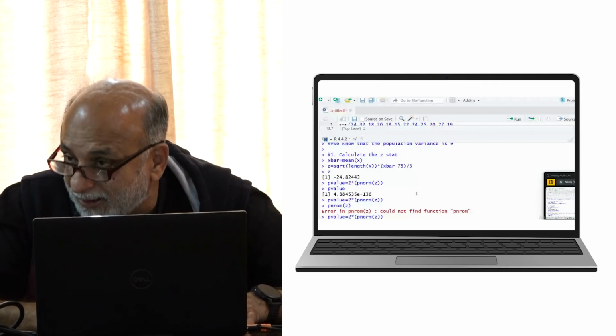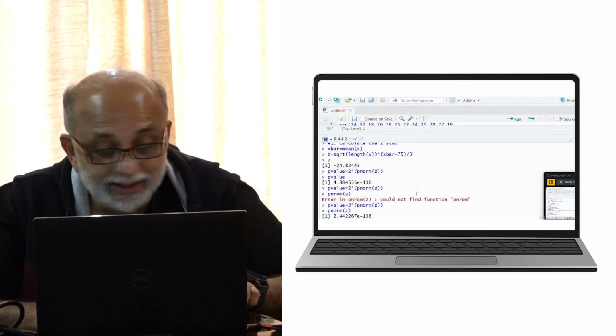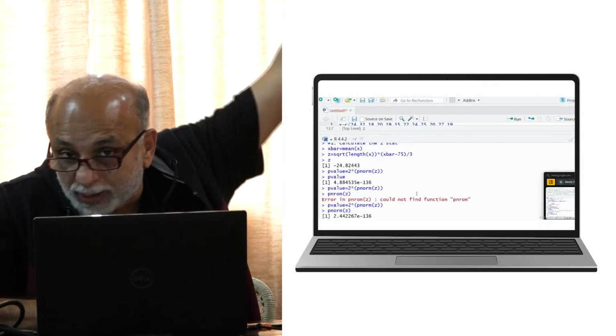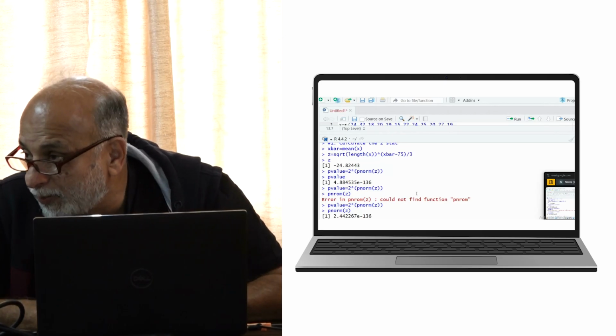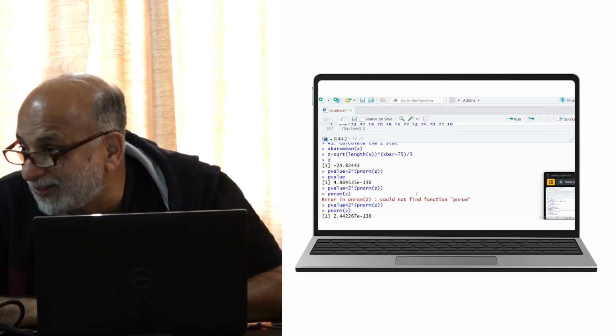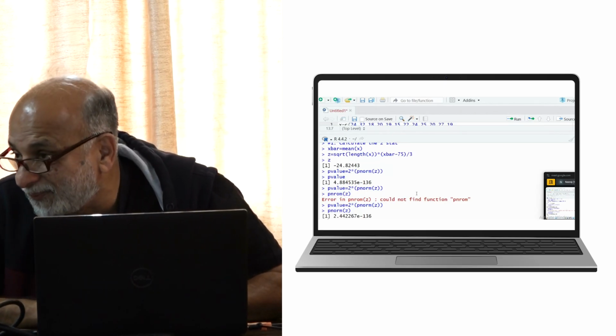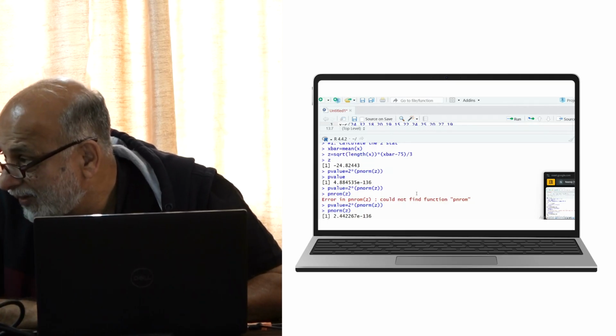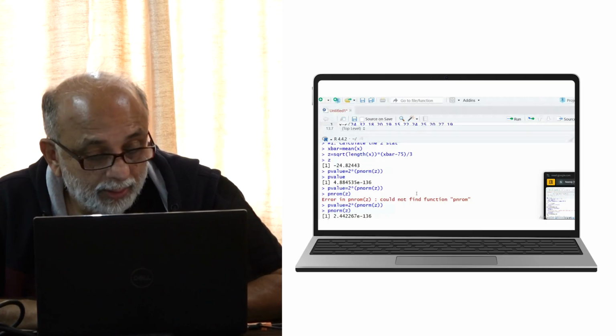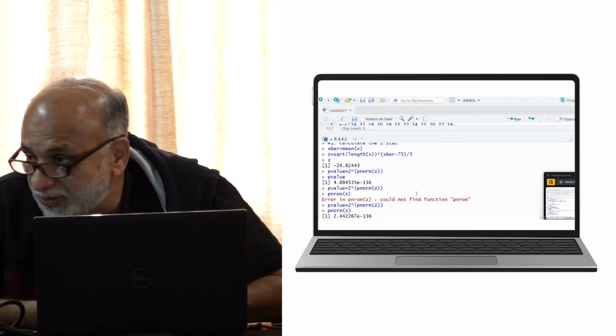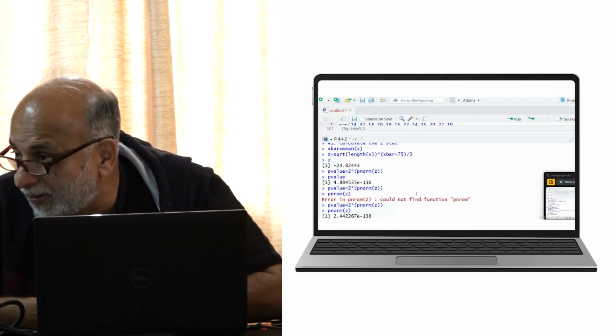2.442267 e raised to minus 136. So the decimal point has to move 136 places to the left. So it is 0. followed by 135 zeros and then 136. It's a very small number. And if you multiply it by 2, then that becomes 4 point something. So it's still a very, very small number.